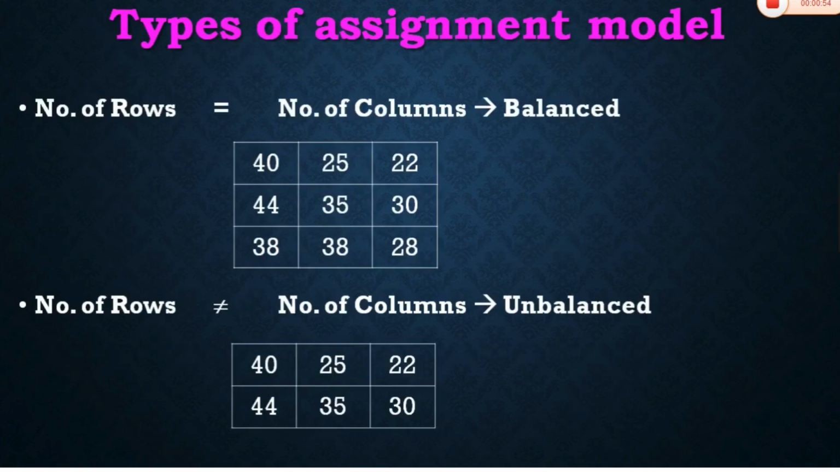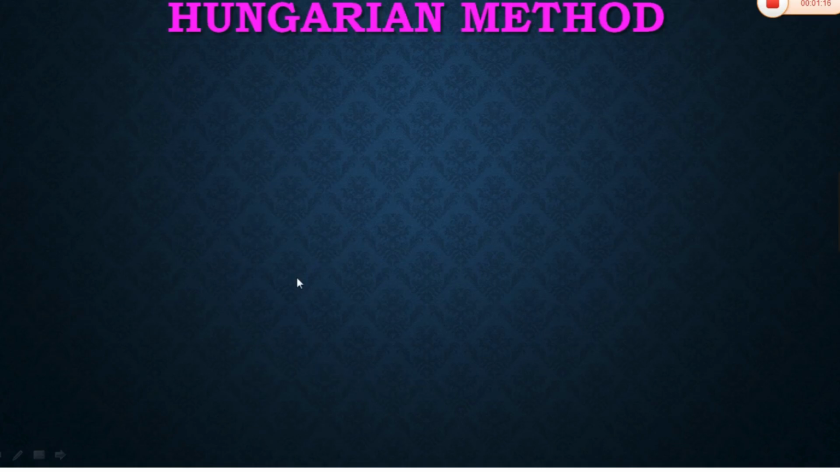Types of assignment model. There are two types of assignment models. One is balanced types, another one is unbalanced types. If the number of rows is equal to number of columns, that is said to be balanced type. If number of rows are not equal to number of columns, that is said to be unbalanced type.